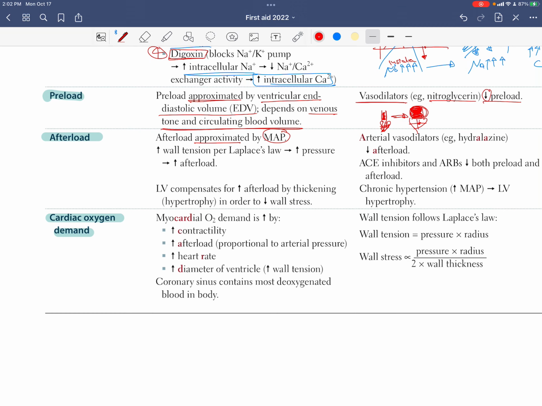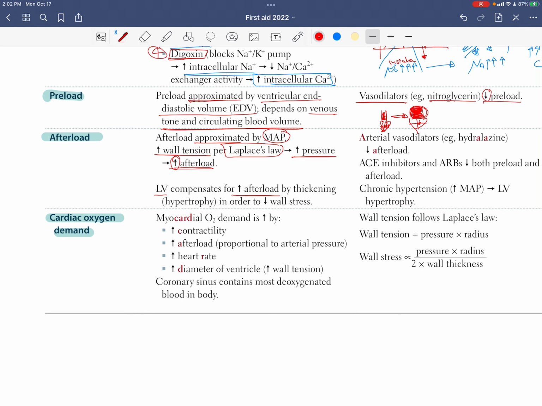For the afterload, the afterload is approximated by mean arterial pressure. It's about the mean pressure of all arteries and arterioles in the systemic circulation. So if there is an increase in wall tension, according to Laplace law, there will be an increase in pressure and an increase in afterload. So if they are tense or vasoconstricted, if there is more tension in the walls of the vessels, the heart would need to pump harder against the increased afterload.